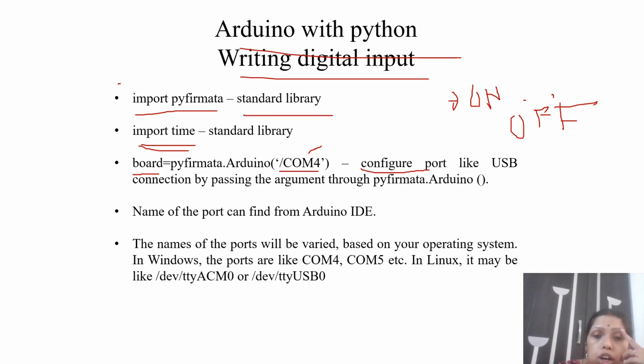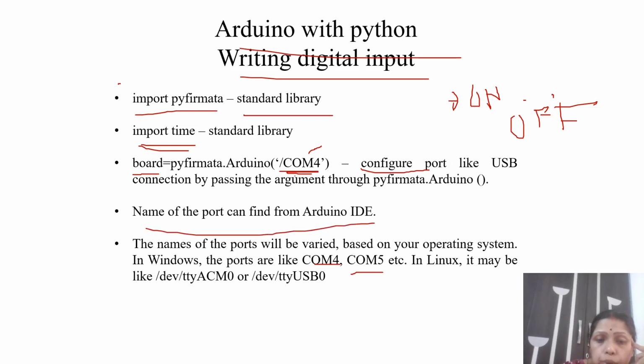So from where will you get the COM port? When you open the Arduino IDE, under the setup section, there is an option for selecting the port. Once you connect the USB connection, if you have Windows, the port number will automatically be visible, like COM4, COM5. Whatever port number is visible in the Arduino IDE, you have to mention that port number here. Board equals pyfirmata.Arduino, and within single quotes you write the port number.